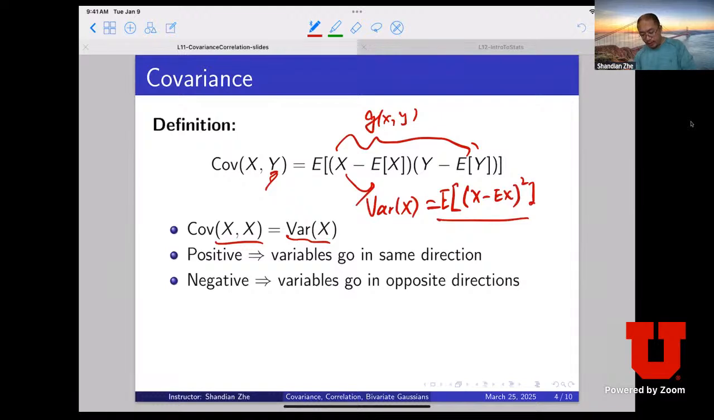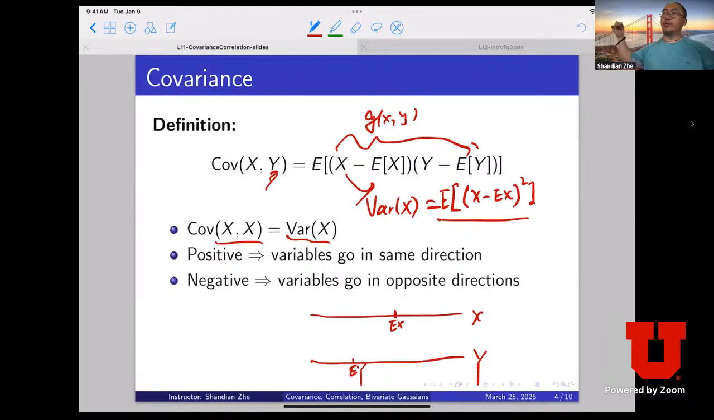Imagine this axis represents the value range for X, and this axis represents the value range for Y. So you have the expectation of X here, and the expectation of Y here. X is a random variable, Y is a random variable. They map the outcomes of random experiments to numbers. Imagine if you do those experiments many times, you are going to observe the values of X.